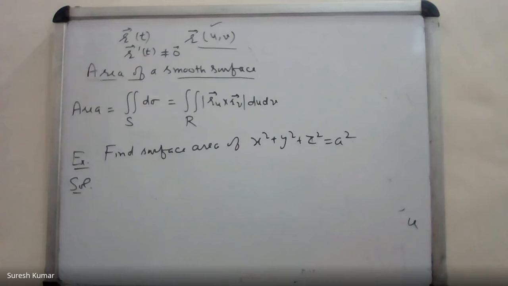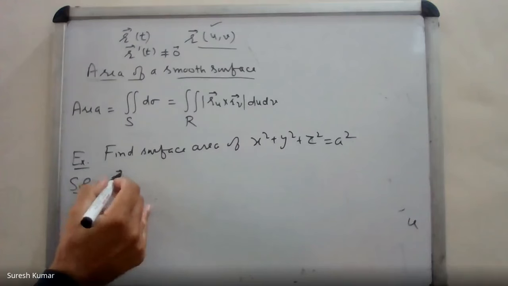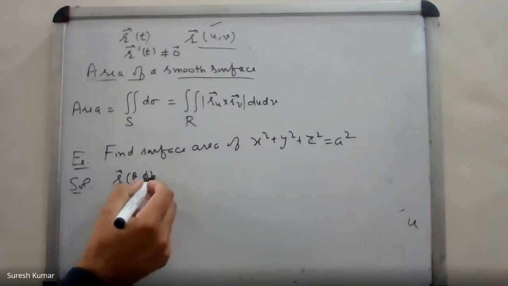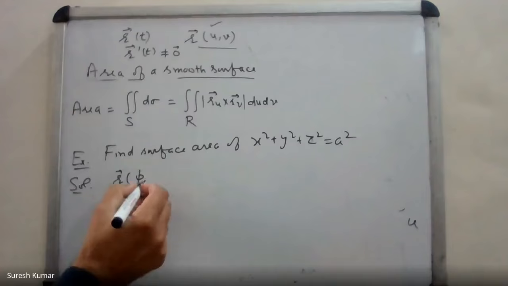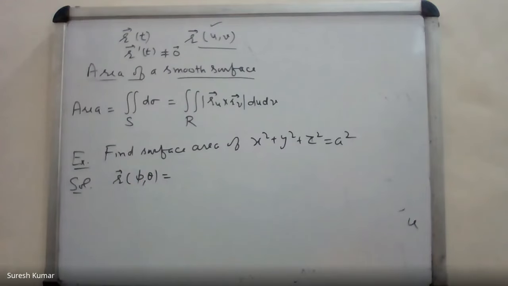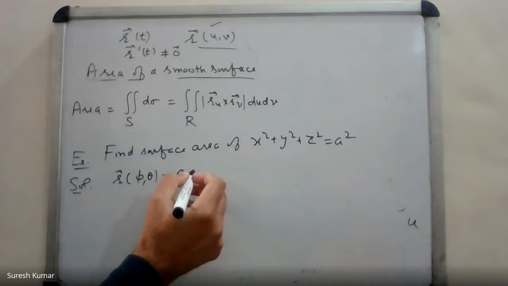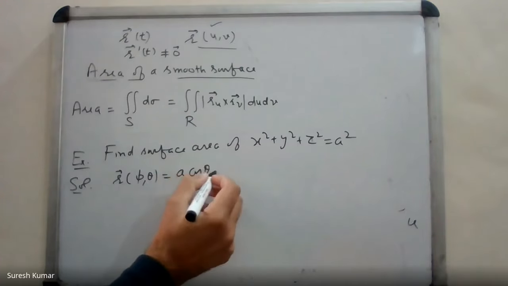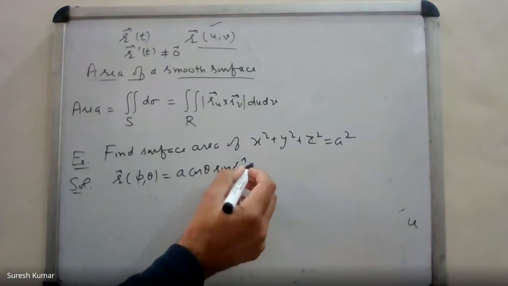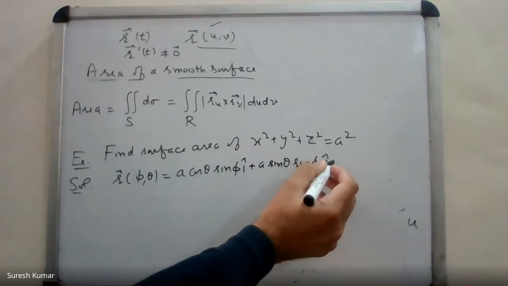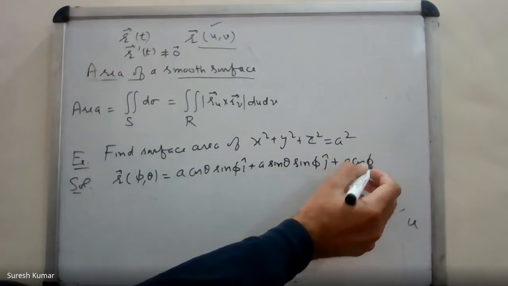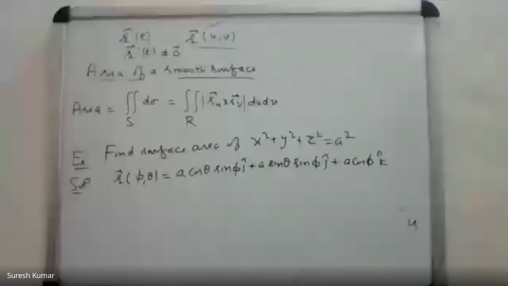What is the parameterization of the sphere in terms of theta phi, the spherical coordinates? Or we write it as phi theta, doesn't matter. What is this parameterization? A cos theta sin phi i cap, a sin theta sin phi j cap, and a cos phi k cap. Right?